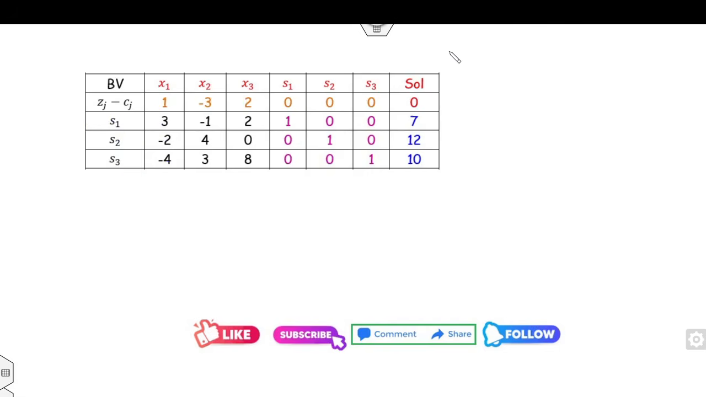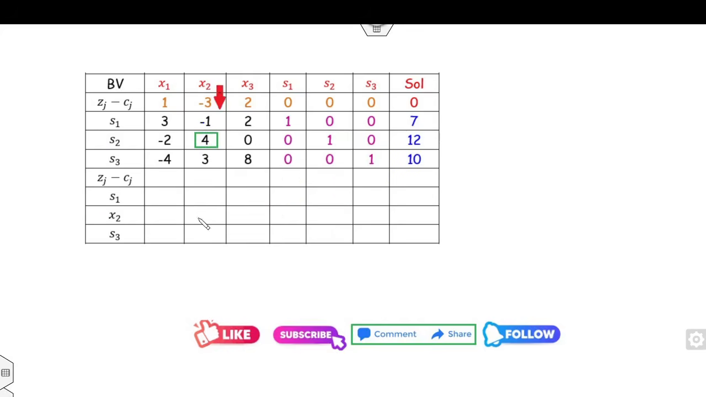Then look at the value which is less than 0, only the one value. So you can start the entering variable. Take the ratio. Since this number is negative, you can skip the ratio. 12 divided by 4 is 3, 10 divided by 3. So you can see this is the minimum value. So the box element is 4. That means x1 is my entering variable. S2 is my leaving variable.